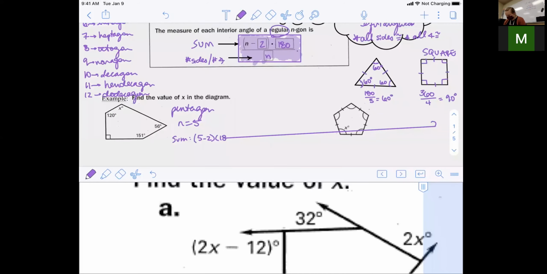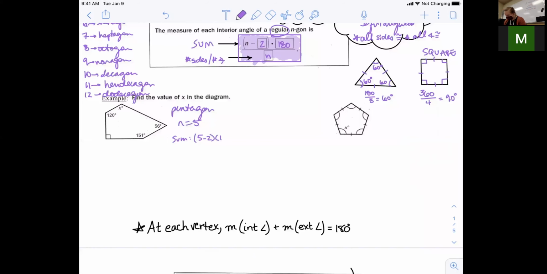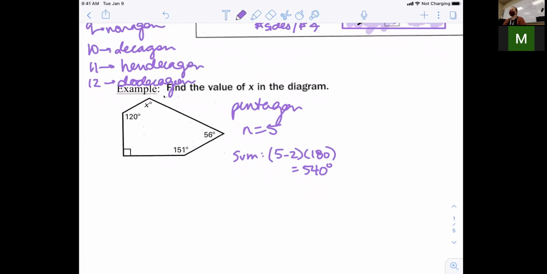N minus 2 is 5 minus 2 times 180, which we decided is 3 times 180, which we know is 540. I love your brainstorming to use your actual paper and not have to solve anything new. But in case we forgot, I did write it right there. You guys are exactly right. We're going to add them all up and set them equal to 540. So 120 plus X plus 56 plus 151 plus, what's that last thing I'm going to write? 90. Very good. You guys cannot be tricked.